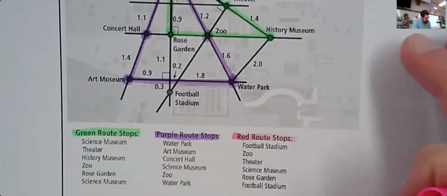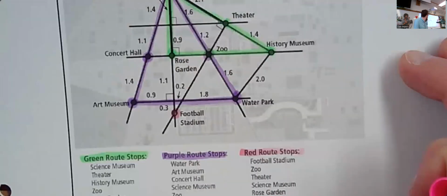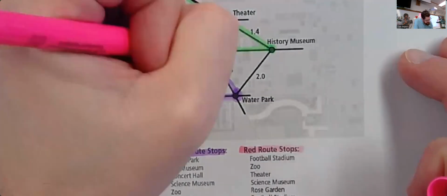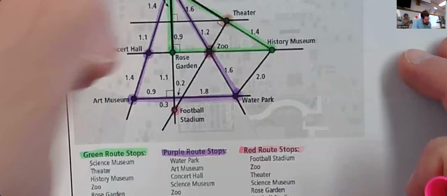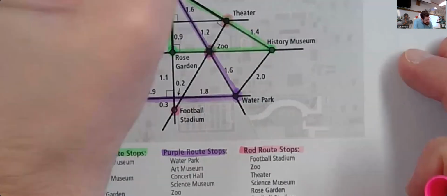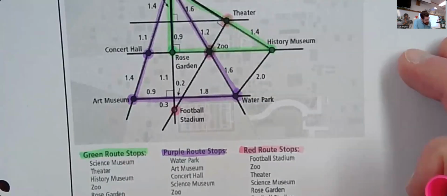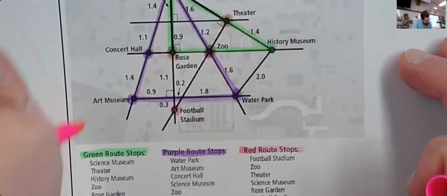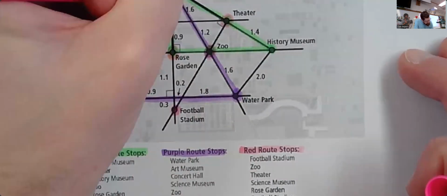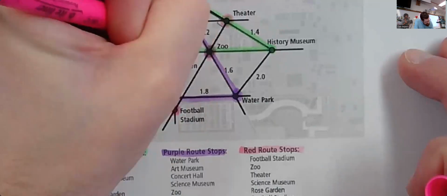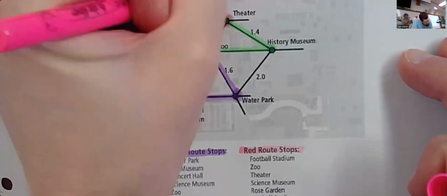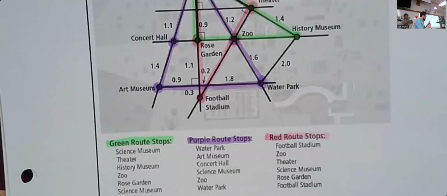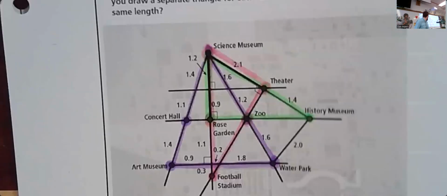All right, football stadium. Start at the football stadium down here. So red, and then zoo. So all three of them stop at the zoo. Then the theater, which is up here. So green and red stop at the theater. Science Museum, all three stop at the Science Museum. Rose Garden, green and red at the Rose Garden, and then back down to the football stadium. So here is red route, which is shown by pink. Right there. All right. So here's our map.